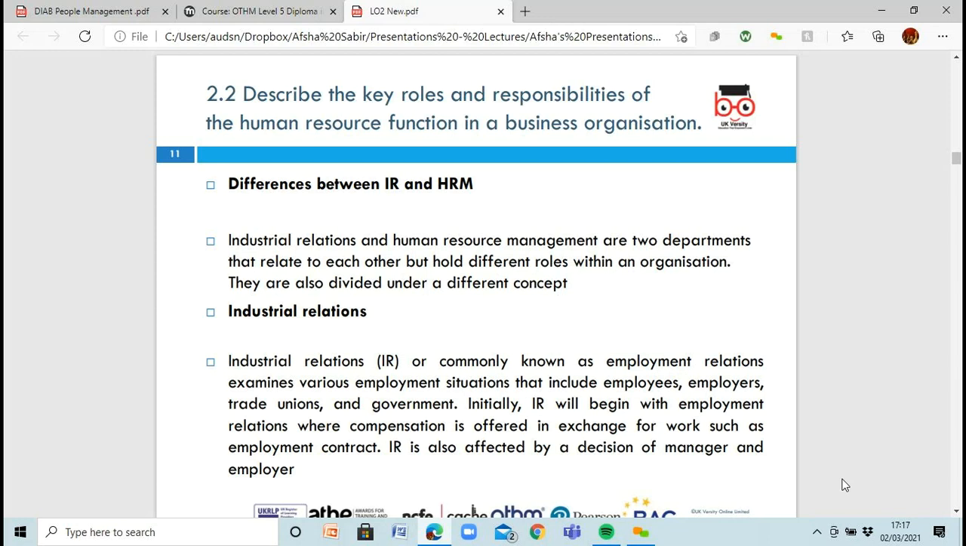So initially, the IR will actually look at employment relations, and it will look at what type of compensation is to be offered. So in other words, what sort of monetary value, how much your wage should be, or how much your salary should be. And then it will look at what your compensation is in exchange for what your work contract is. So it'll set a certain amount of salary and say, you're going to do this many hours a week or this many hours a month, and this is what we're going to pay you. The IR is also affected by the decisions of the managers and the employers. So the managers and the employers will actually have a say in how IR is run.